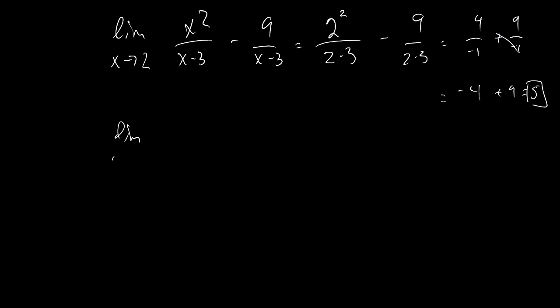So the limit as x approaches infinity of 3x cubed over, let's finish it all off, x plus 1 times x squared minus 7x cubed plus 1.